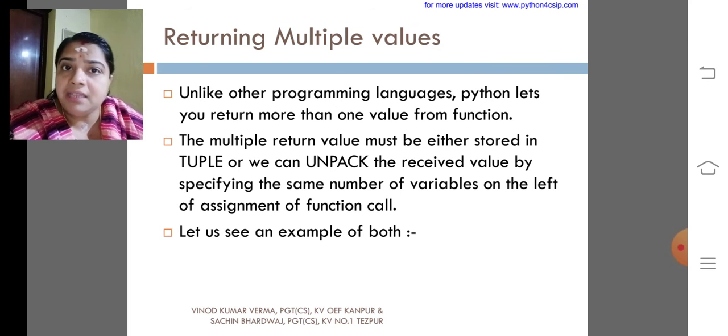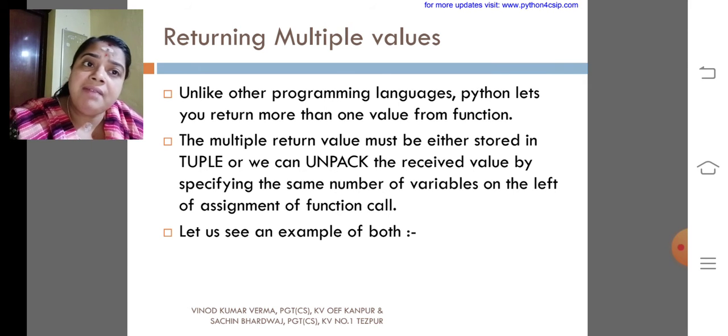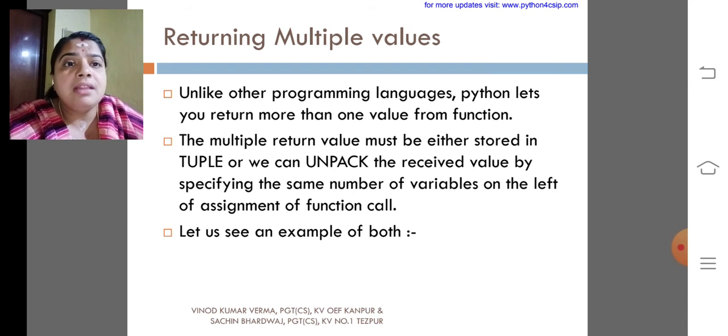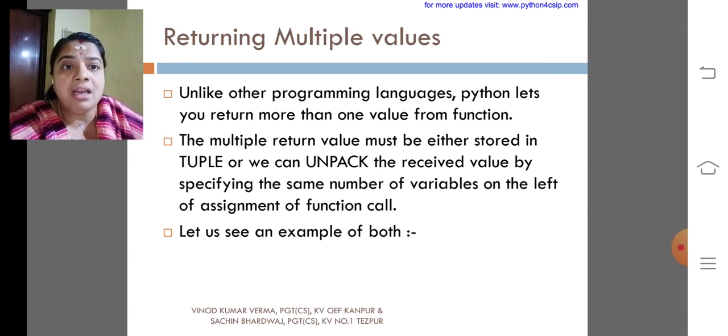Similarly, Python offers returning of multiple values. Unlike other programming languages, Python allows you to return more than one value from a function. The multiple return values must be either stored in a tuple, or we can unpack the received values by specifying the same number of variables on the left side of the assignment of the function call. Let us see an example of both.